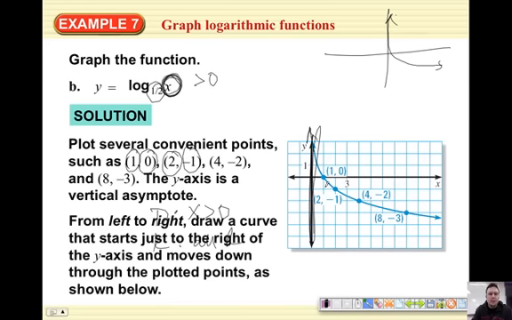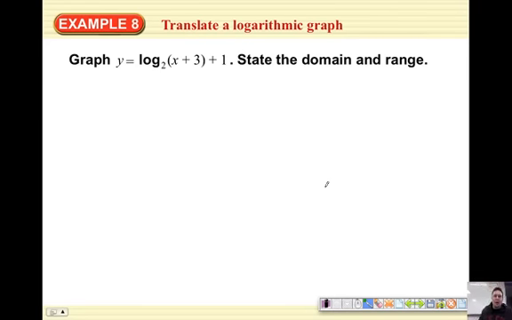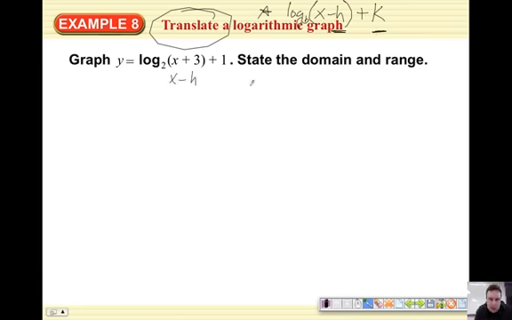Example 7 done. Last example, example 8. It's another translation. So we got h's and k's. So log base b of x minus h plus k. Write that down. All it does is it shifts h and k. So, what is h in this case? Well, it's supposed to be x minus h. So, h equals -3. K equals +1.